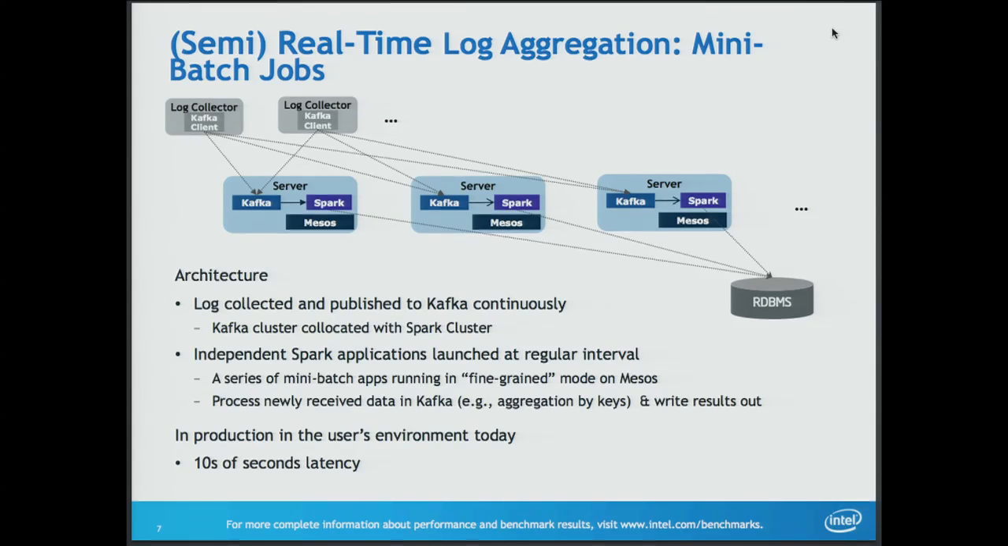And at regular intervals, an independent Spark job is launched, which gets all the latest data in the Kafka server and processes the data. So essentially the application is implemented as a series of mini-batch Spark application runs, and it's running in the fine-grained mode of Mesos. I will come back to that later.